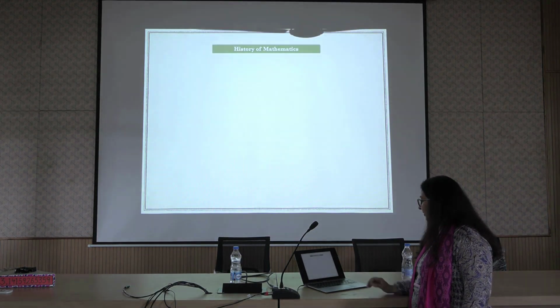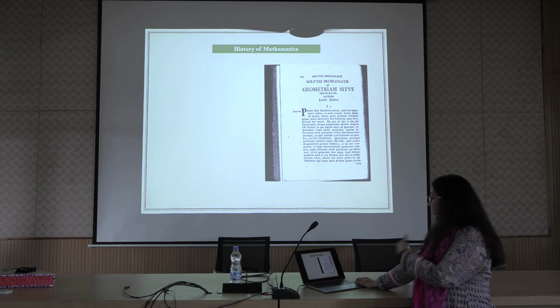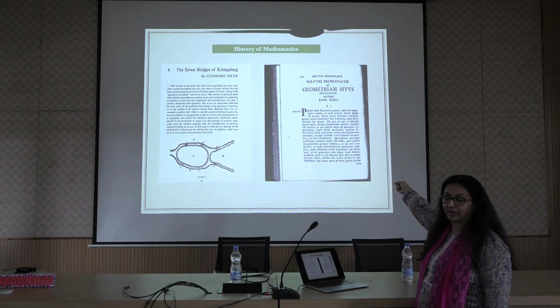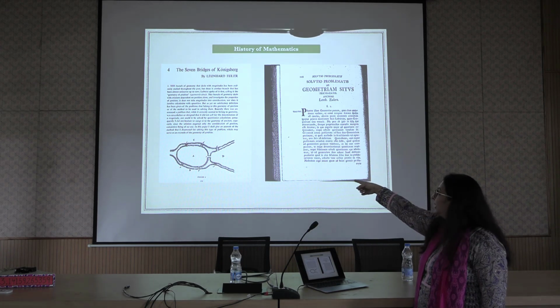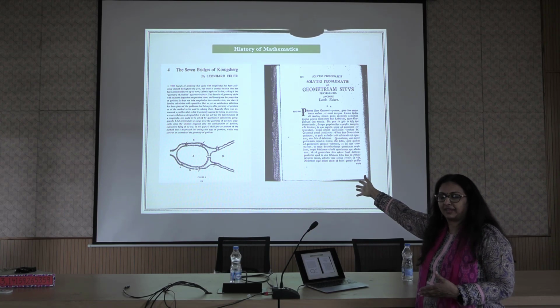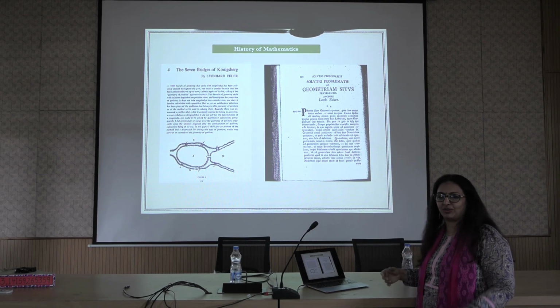I need to stop now. There's something more. This is Euler's original paper in Latin. That's a translation in English. This is available on the net. Get your students to read it.